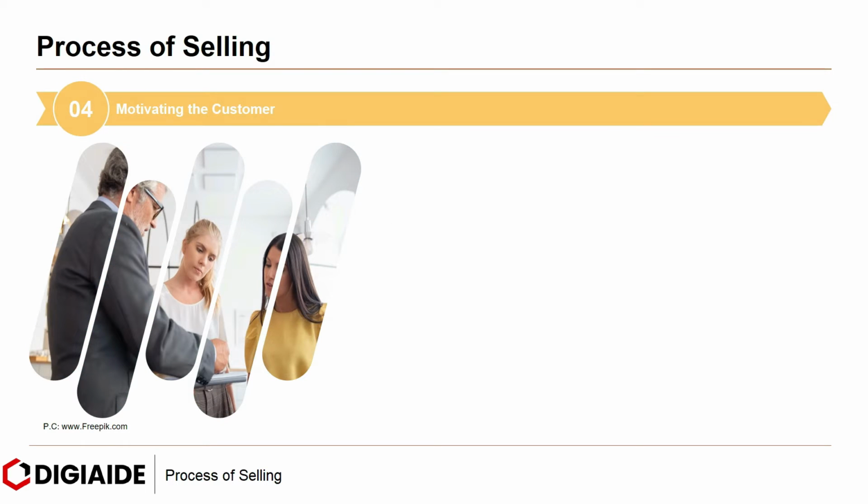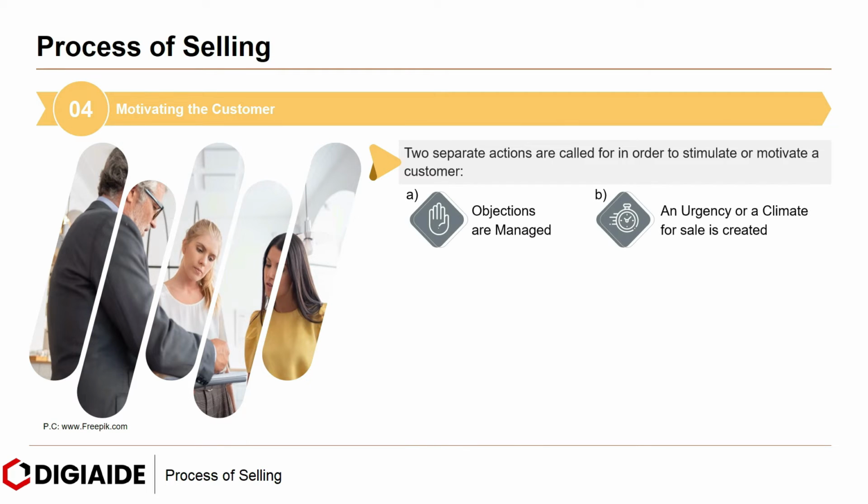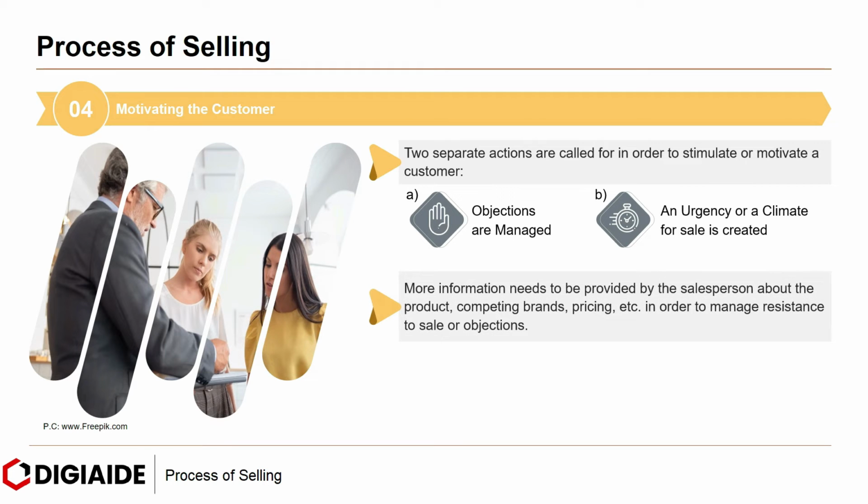Next in line, motivating the customer. Two separate actions are called in order to stimulate or motivate a customer. First, customers' objections are managed, and second, an urgency or a climate for sale is created. More information needs to be provided by the salesperson about the product, competing brands, etc. in order to manage any resistance to a sale or objection.